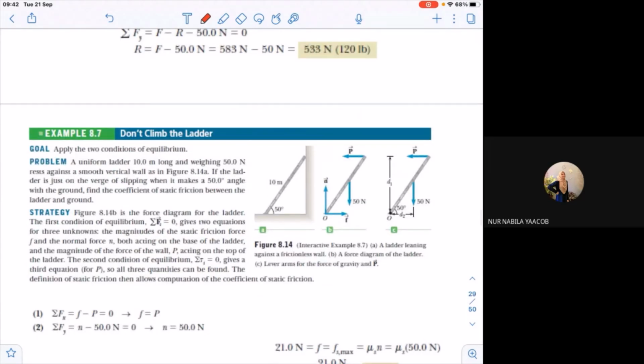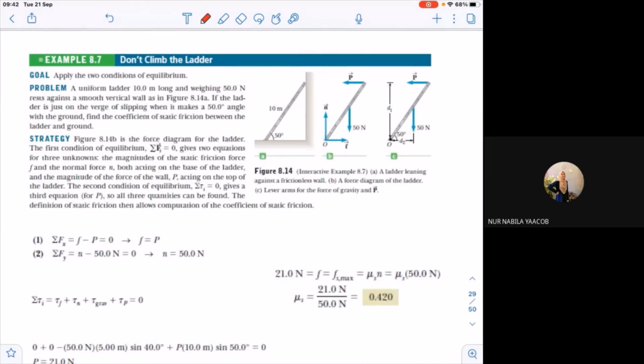Okay, kalau kita tengok examples next, berbeza sedikit. Kenapa berbeza? Sebab tadi tangga tu panjang dia tidak diberikan. It just give you the height of the ladder, but not the length of the ladder. But in this question, it give you the length of the ladder. So therefore, we can apply the three things: summation of Fx equals to 0, summation of Fy equals to 0, and the main thing is summation of torque equals to 0. Okay, so let's look at these examples.